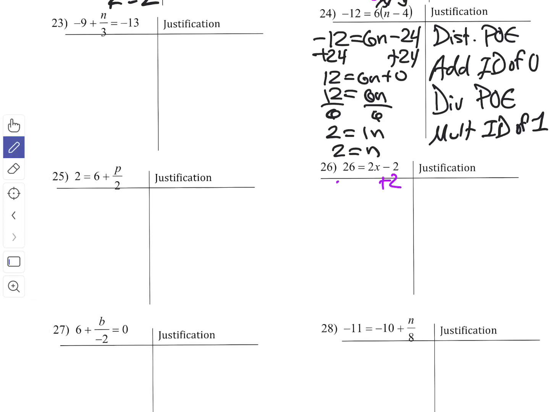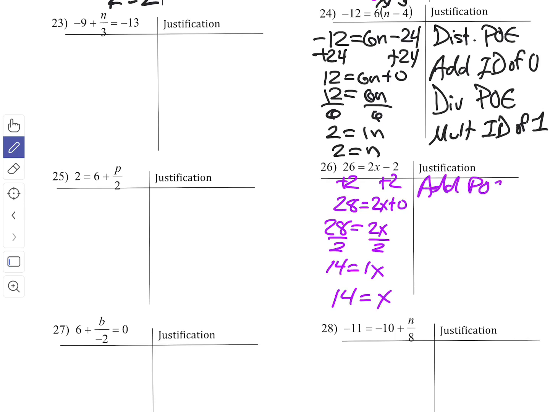26. Add 2 to both sides, giving us 24. Whoop, adding, not subtracting. So 28 equals 2x plus 0. 2x equals 28. Divide by 2. 14 equals 1x. 14 equals x.